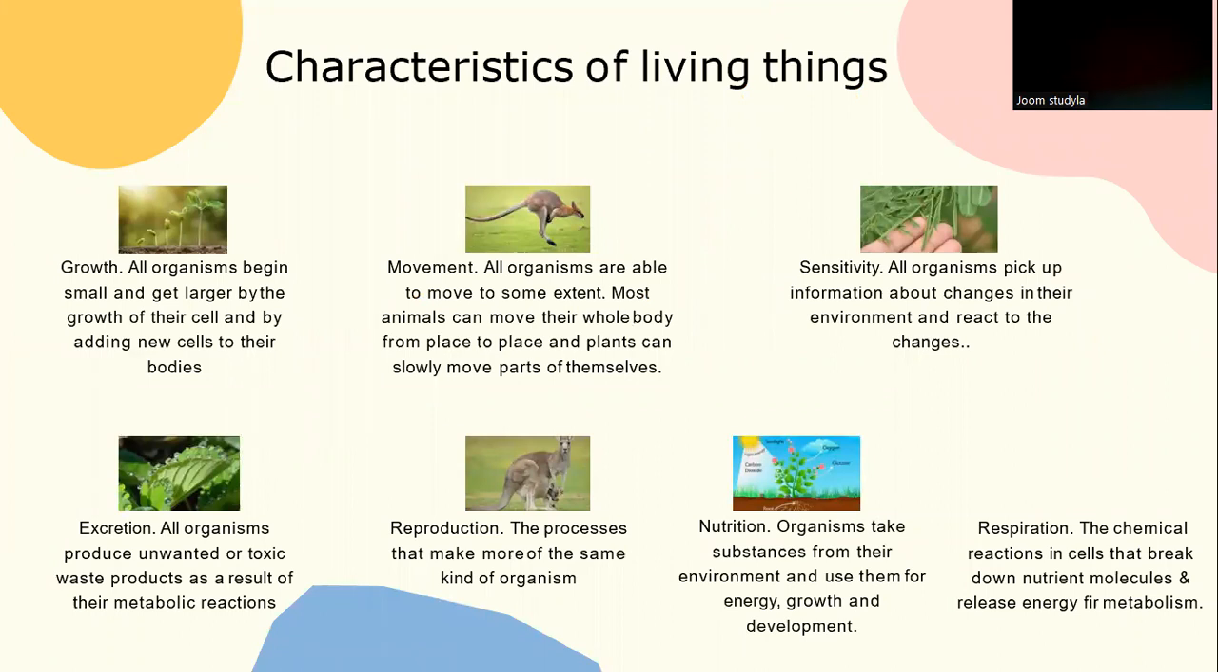First and foremost, characteristics of living things. We have identified 7 characteristics of living things. Firstly, growth. All organisms begin small and get larger by the growth of their cells and by adding new cells to their bodies. And on top of that, the characteristic of living things is movement.